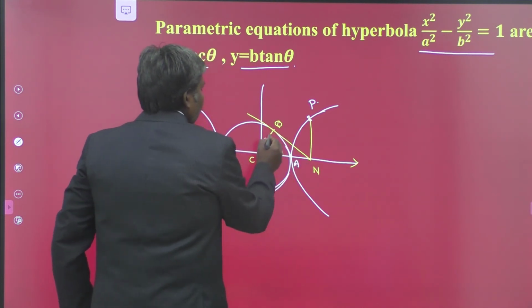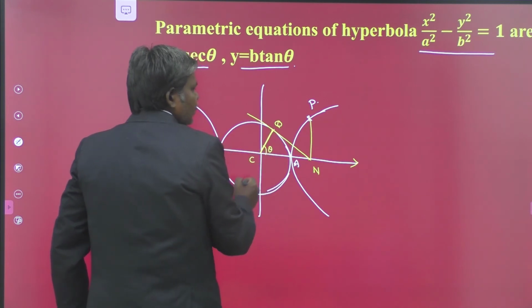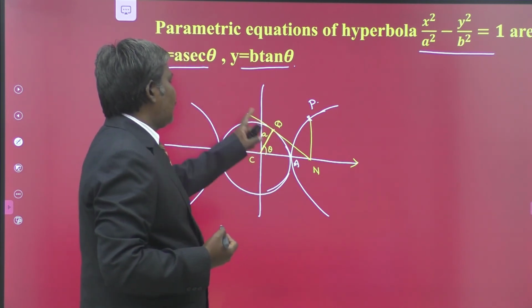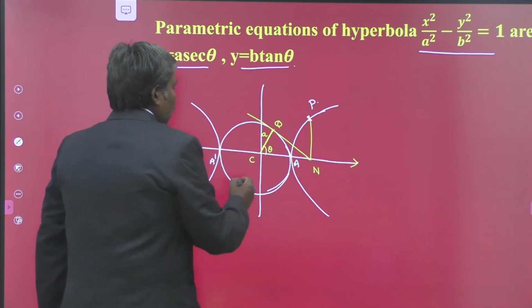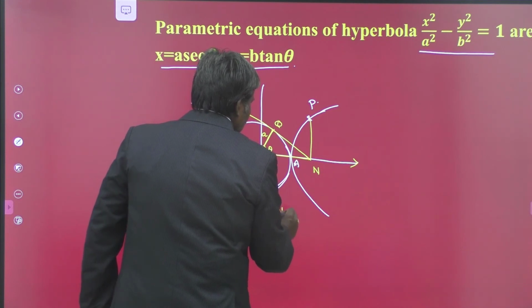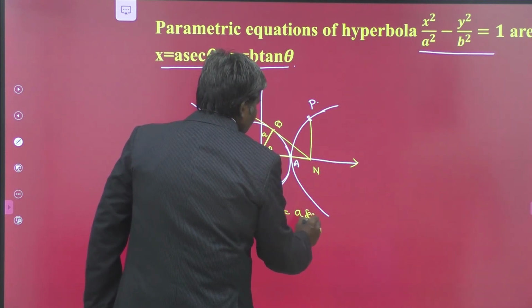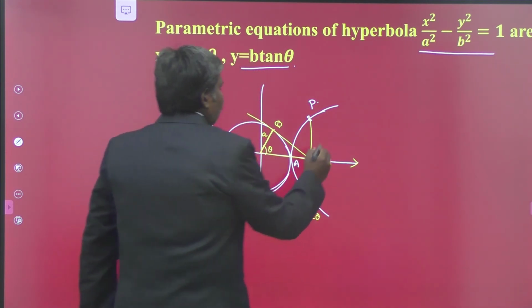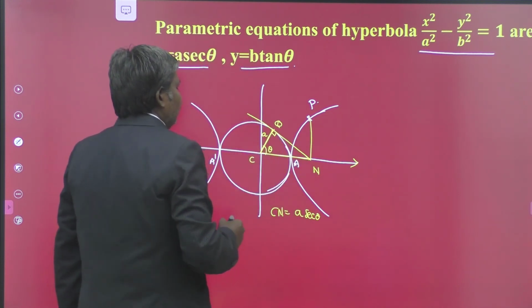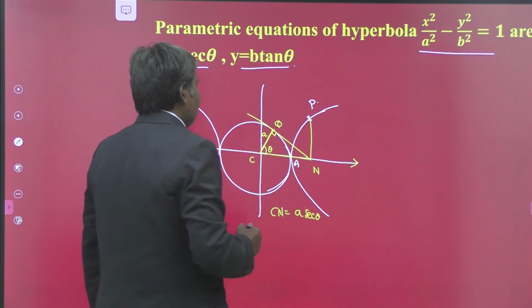Now, if it is theta, what is the distance from here to here? The distance from here to here is a. That is the radius of the auxiliary circle. So can you write the value of CN or not? The value of CN is equal to a secant theta. Am I correct or not? What about the angle here? This is 90 degrees. The tangent and the corresponding radius always make an angle of 90 degrees.